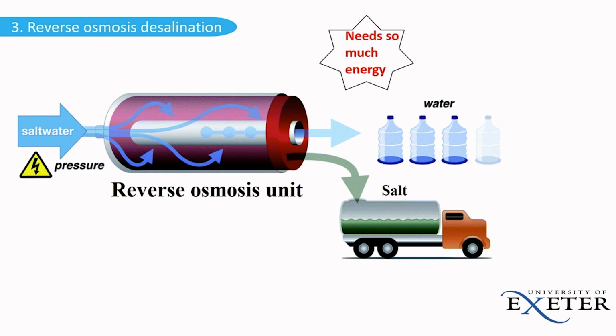For providing the required pressure for the reverse osmosis filter, we need so much energy. Most existing desalination plants all around the world are using fossil fuels, which causes global warming. That's why we need to find better options. We need to find clean, renewable energy.